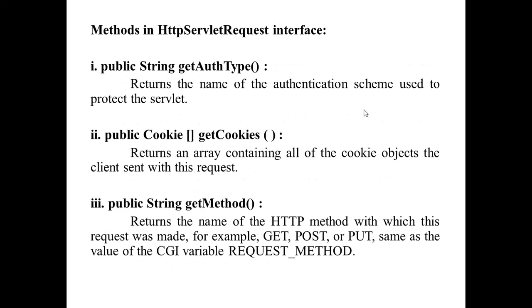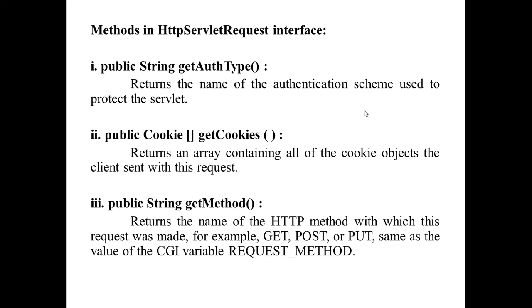See some methods of the HTTP servlet request interface. First method is public String getAuthType. It returns the name of the authentication scheme used to protect the servlet.